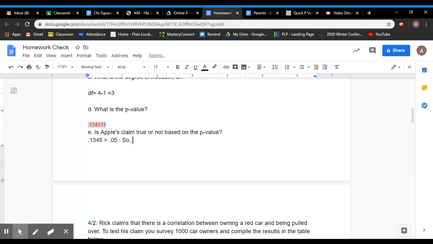So when our p-value is bigger than alpha, H0 is supported. The initial claim is H0. So H0 is supported here. So that means that the initial sales estimates, so Apple's claim, we can say that Apple's claim is correct.